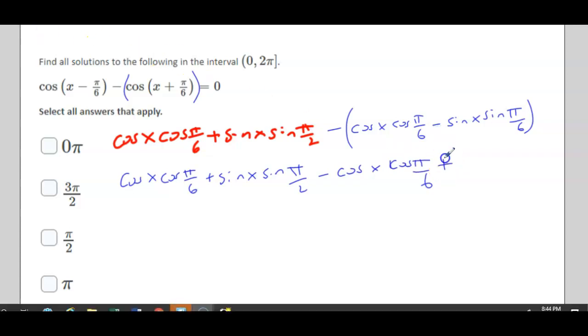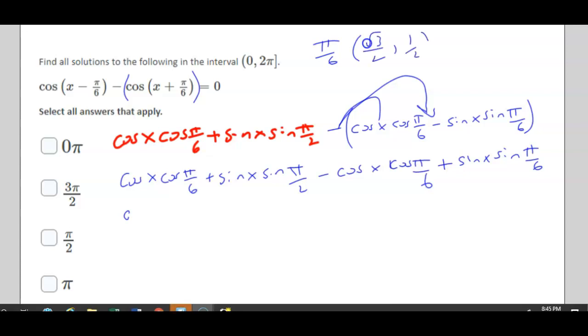And this will become a plus. Alright, so now you have to distribute that. So negative, which I have negative, and positive, which is right here. Now, well, cosine of x times, remember cosine pi over 6. Pi over 6 is 1, 2, 3. Radical 3 over 2, 1/2, right?